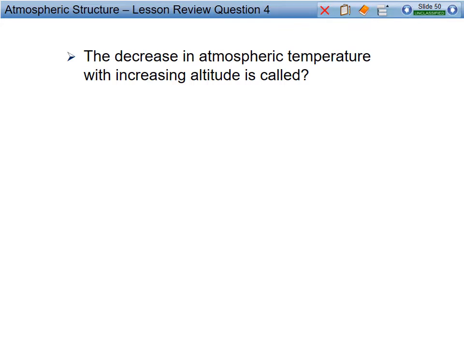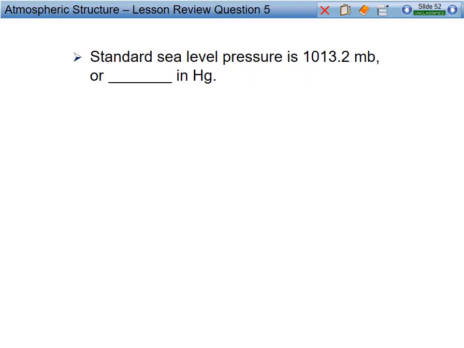The decrease in atmospheric temperature with increasing altitude is called standard lapse rate. Any change in temperature with altitude is referred to as a lapse rate. The standard lapse rate refers to 2 degrees Celsius per 1,000 feet increase in altitude. Standard sea level pressure is 1013.2 millibars, or 29.92 inches of mercury.